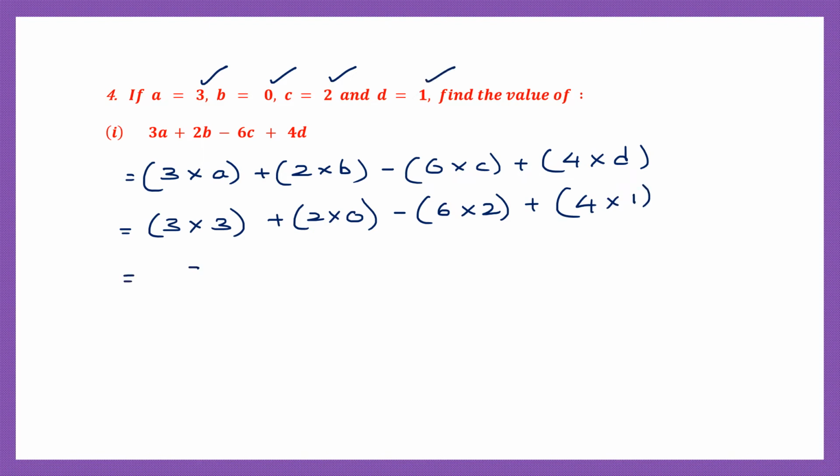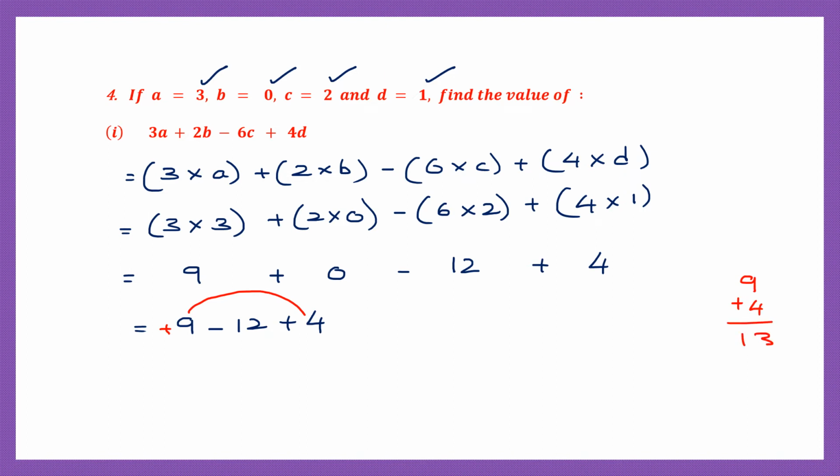Okay, 3 3s are 9 plus 2 zeros are 0 minus 6 2s are 12 plus 4 1s are 4. So here what do we have? We have 9 plus 0, we can leave out, minus 12 plus 4. So let's add up the numbers that have the plus sign, that is plus 9 plus 4. So 9 plus 4, add it up, 9 plus 4 is 13. So here we get 13, and then what is left is 12. 13 minus 12 is 1. So the answer here is 1.